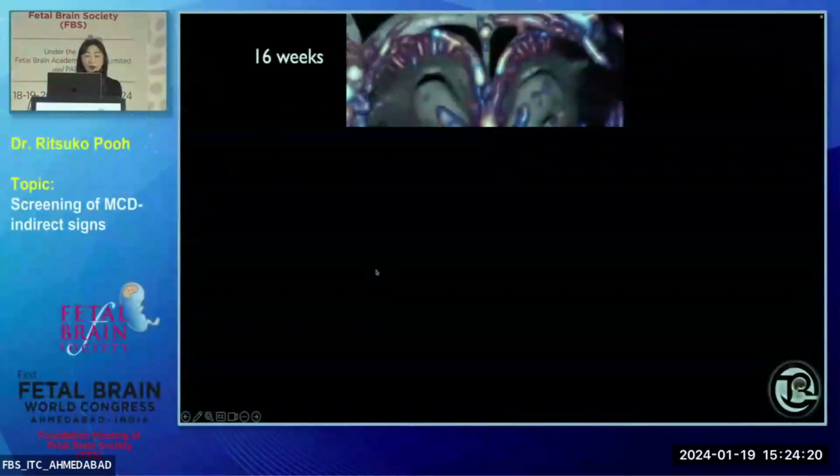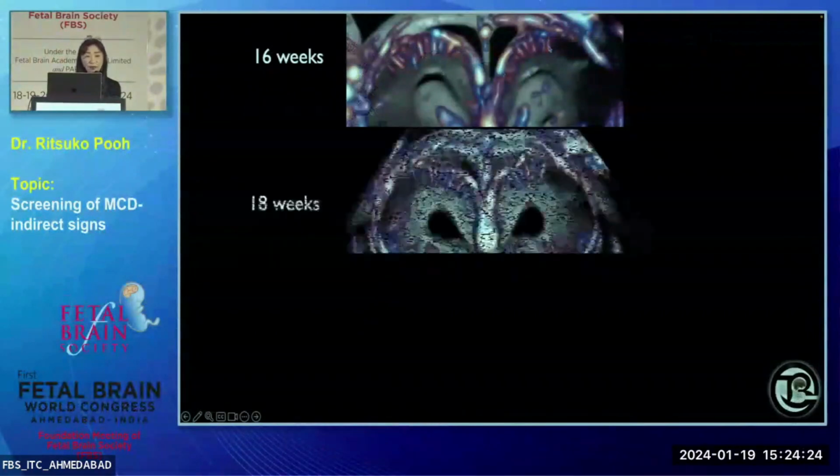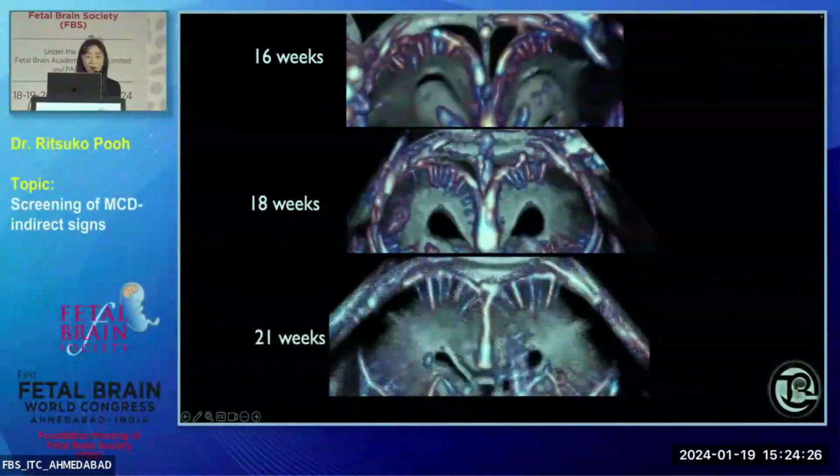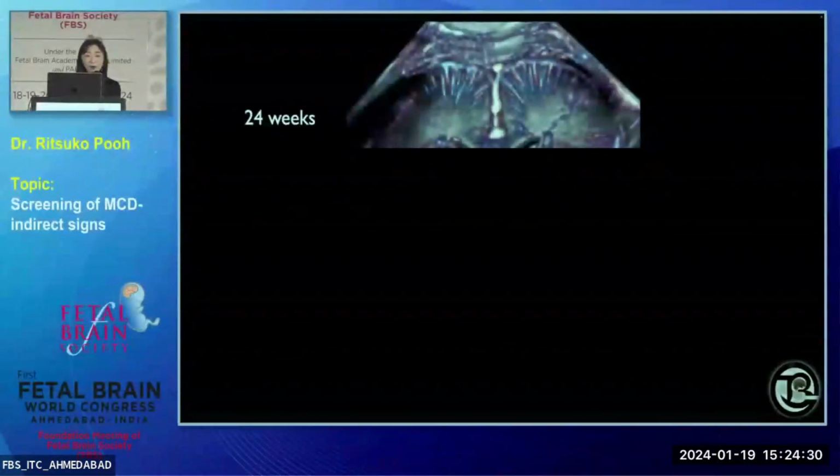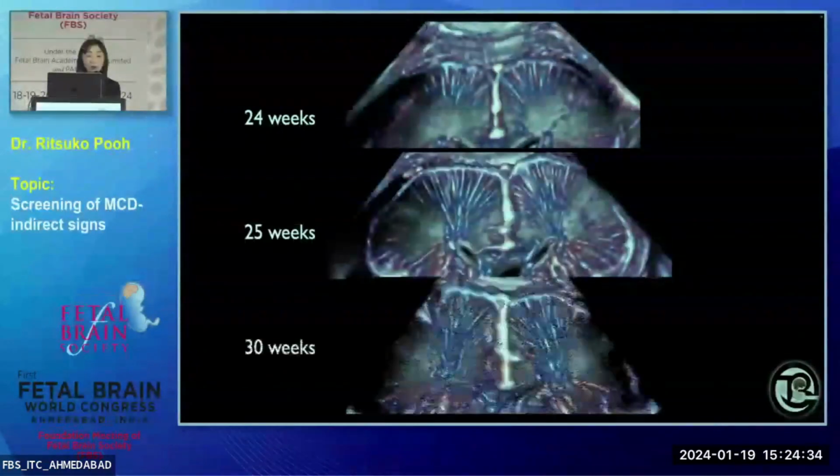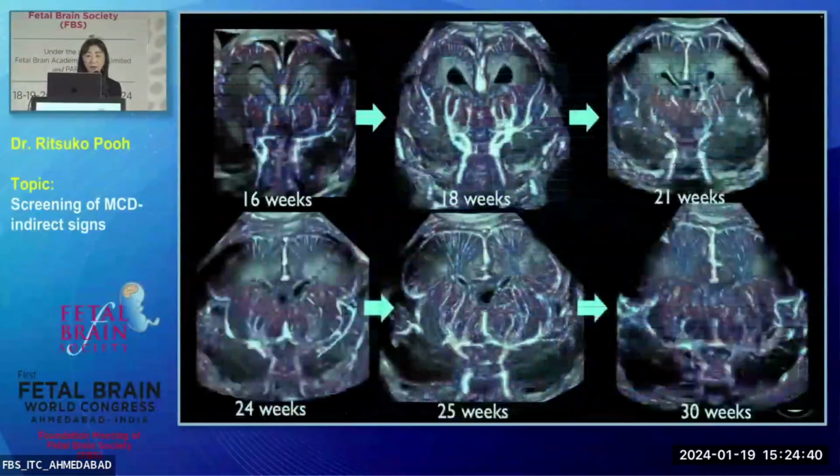Okay, so here are the medullary veins at 16 weeks, and at 18 weeks and 21 weeks of gestation. It is longer, right? And at 24 weeks and 25 weeks of gestation, much longer, and at 30 weeks of gestation the number of veins is increasing. Those are the development of the medullary veins.